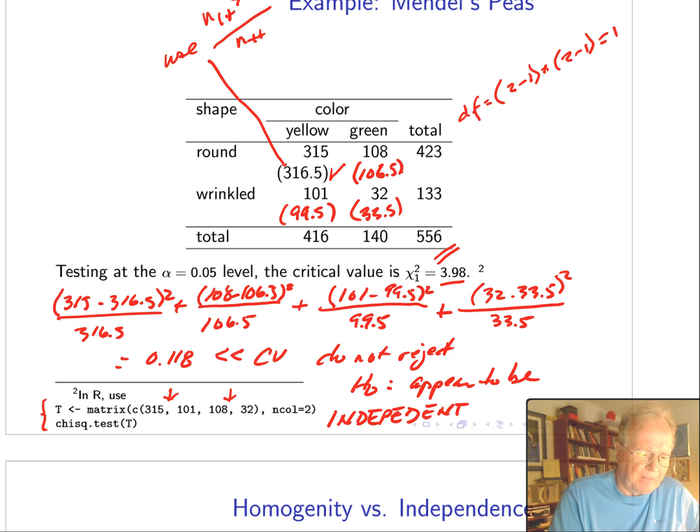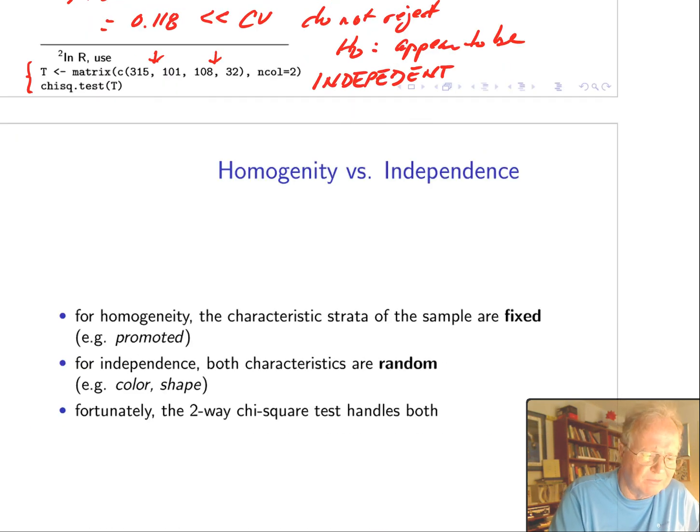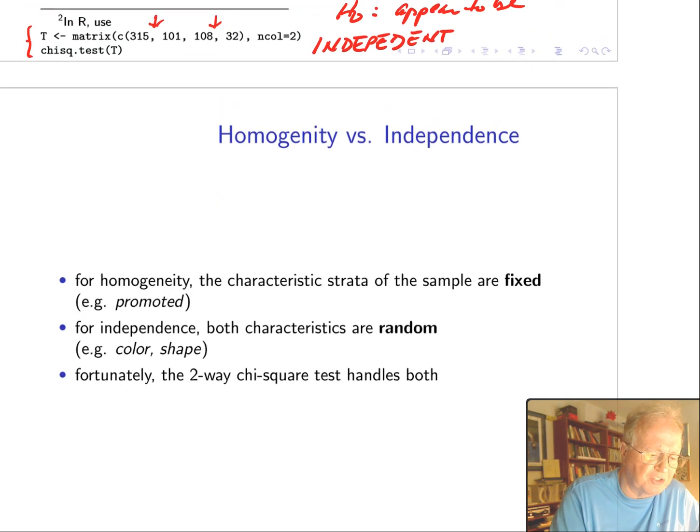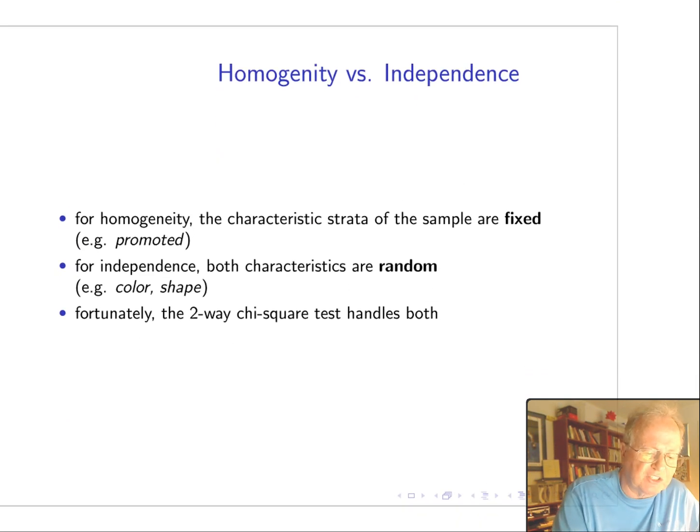Wait a minute, we use the same test to test for 2 different things? Yeah, that's possible. Means it's a good test. For homogeneity, the characteristic strata are fixed, like the promotion decision. For independence, both characteristics are random, like color and shape. And unfortunately, the chi-square test handles them both. Pretty neat, huh?